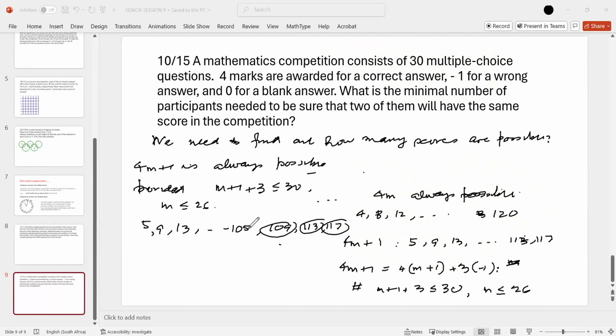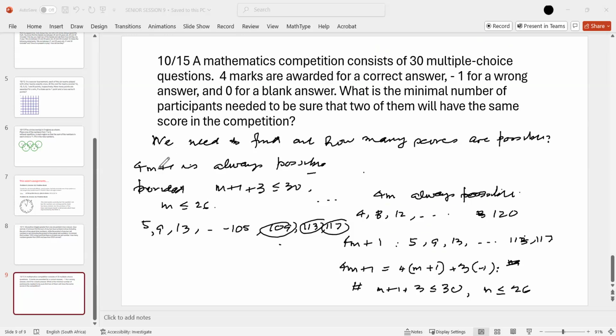Because for the largest one, the last value for m is 26, right? And 26 times 4 is 104, plus 100. This is the last one that is possible. So 4m plus 1, 3 of them, you try your best, you'll never be able to get these scores.